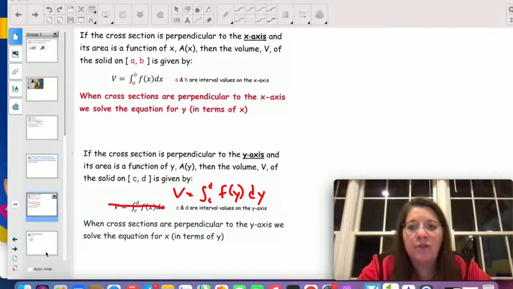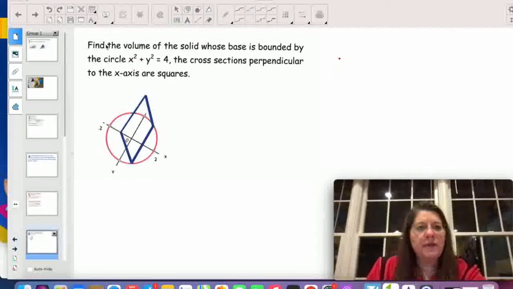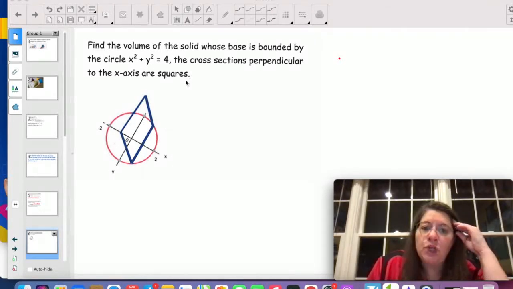So we're really going to concentrate on the setups, making sure you understand how to set them up, and then we'll go from there. So the first one says, find the volume of the solid whose base is bounded by the circle x squared plus y squared equals 4. So the 2D shape that has been graphed is the red circle here. That's what they're talking about. And we're going to find the volume of what we get when we separate that circle into a bunch of cross sections.